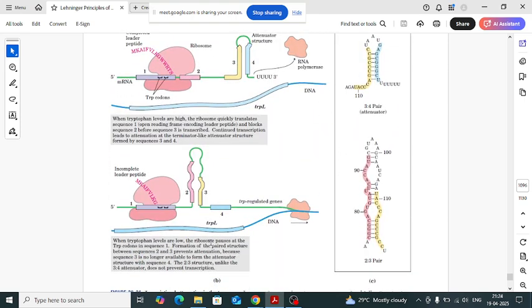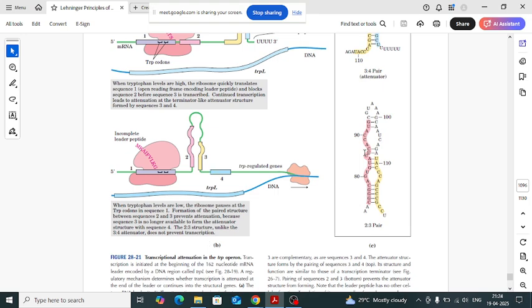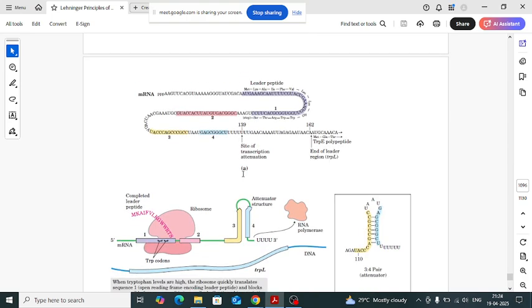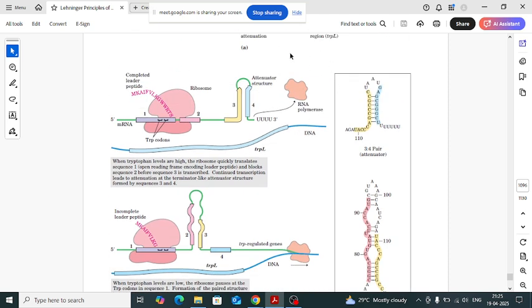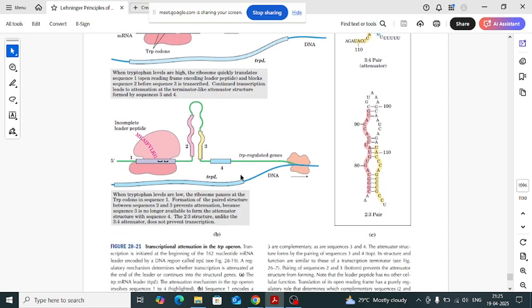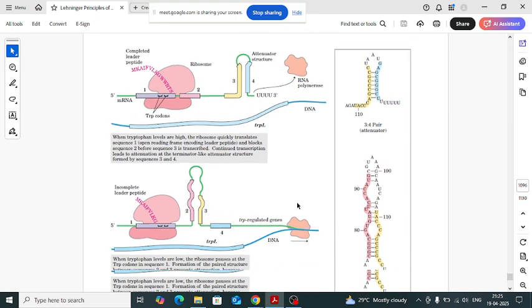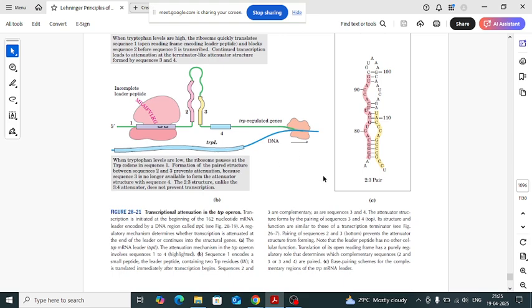But when 2 and 3 make a pair, a hairpin loop, you can see that this hairpin is weak, right? So this hairpin formation, this anti-terminator formation, cannot dissociate the RNA polymerase. So RNA polymerase will be there, and it will continue the synthesis. It will continue the transcription of the downstream genes, which are TRPE-DCBA.